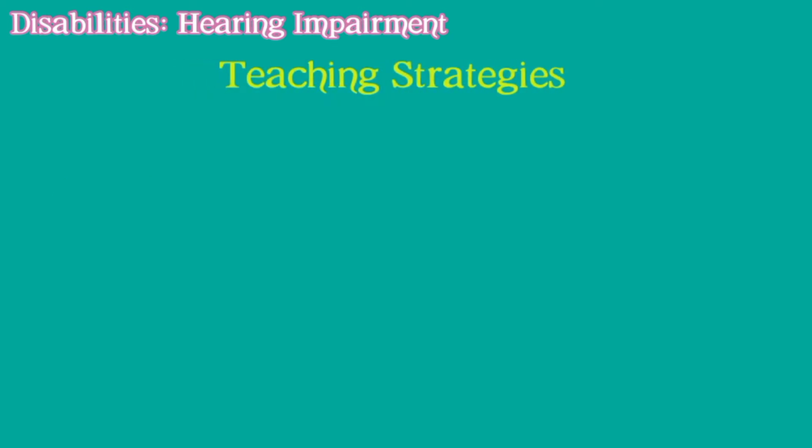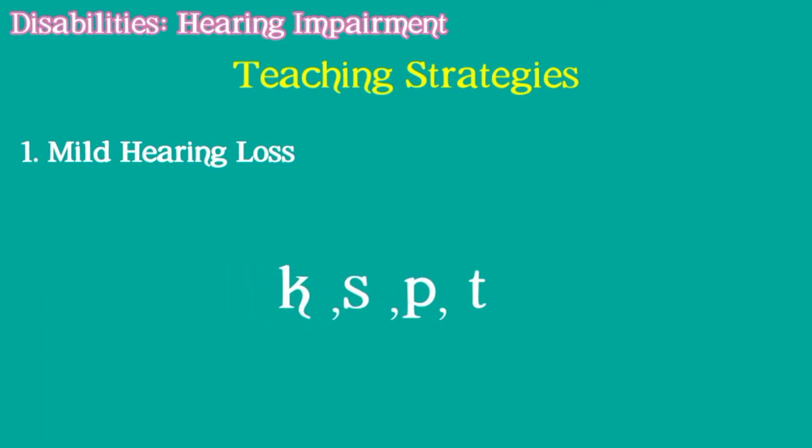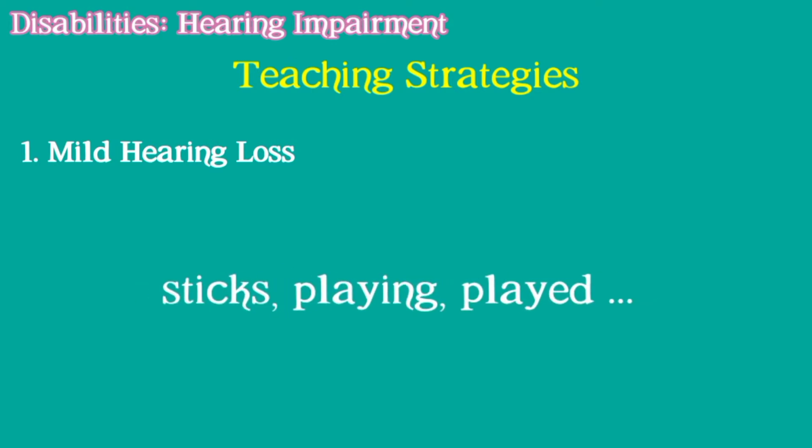So for the teaching strategy for mild hearing loss, students with mild hearing loss might not be able to hear soft sounds such as whispering, or they might not be able to hear certain types of sound. For example, many children cannot hear high-frequency sounds such as some of the consonant sounds in speech, for example, letters K, S, P, and T. Students with mild hearing loss often miss many of the words spoken by their teacher and the other students, and they often miss word endings such as sticks, playing, and played, and so on.